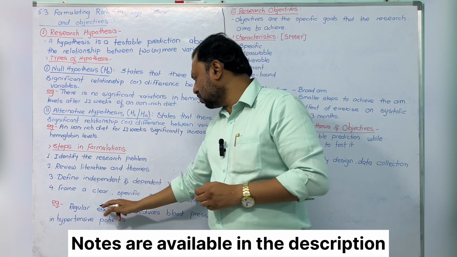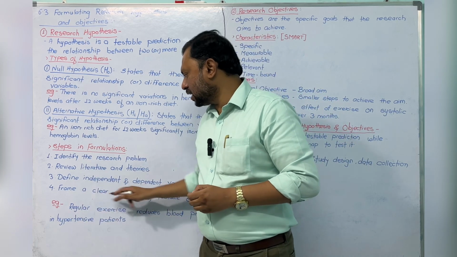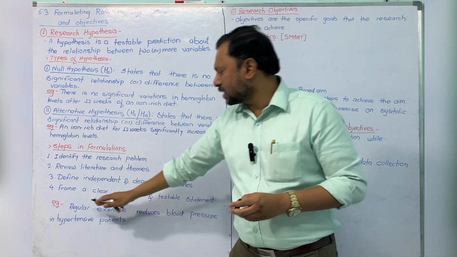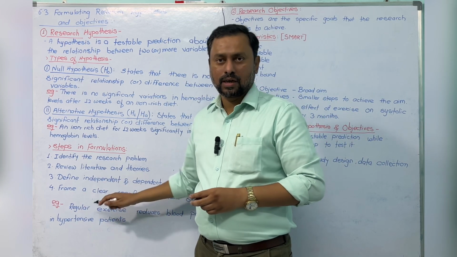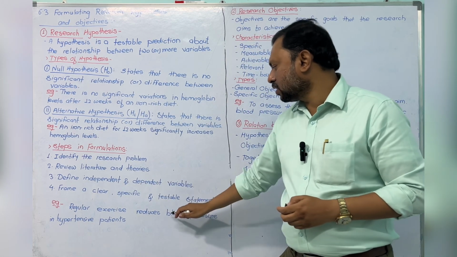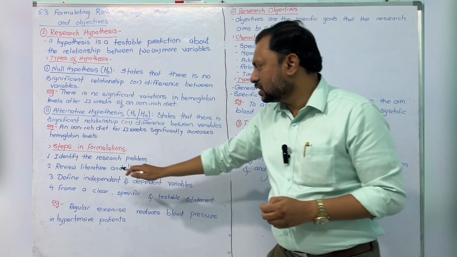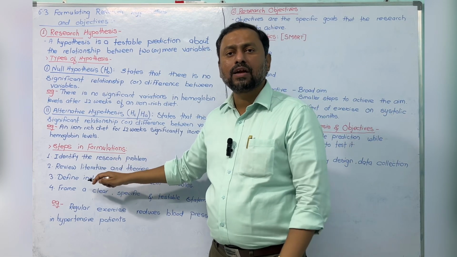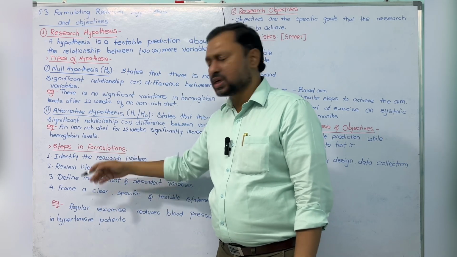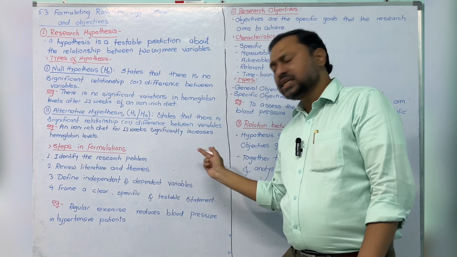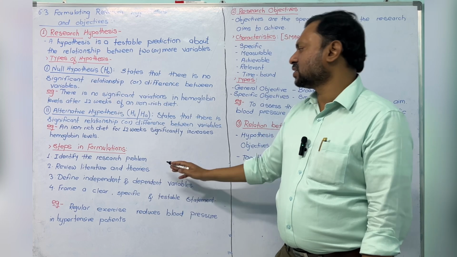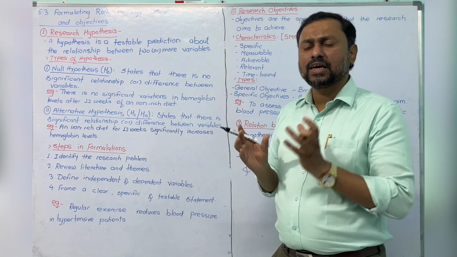Example of independent and dependent variables: here the independent variable is regular exercise. It may be that you increase it by 5 minutes, 10 minutes, half an hour, like that. The researcher is changing it regularly. And the dependent variable is blood pressure. It means that if you change the independent variable, regular exercise, such as the time duration, you have to test whether there is a change in the dependent variable, that is blood pressure, and formulate a hypothesis.